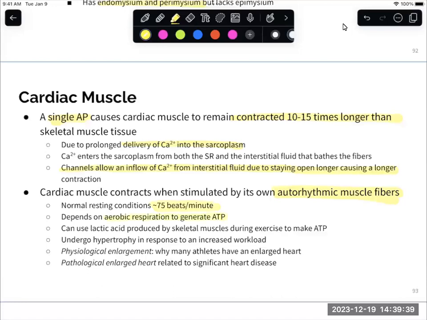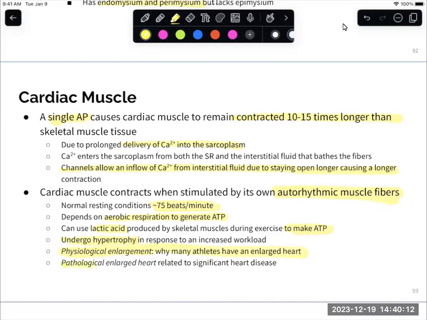It uses aerobic respiration, so glycolysis into the Krebs cycle through the electron transport chain to make its ATP, but I'd also mentioned it can use lactic acid to make ATP. The heart can undergo hypertrophy, meaning it can get larger. There are 2 different types. We have physiologic. This is in athletes. Endurance athletes tend to have a larger, more efficient heart. It's larger, it can pump out more blood, which slows down their heart rate.